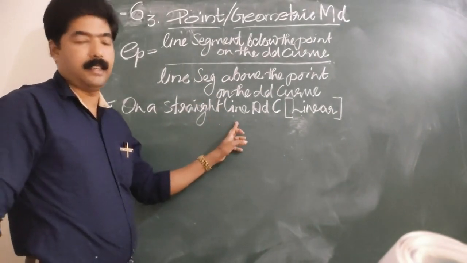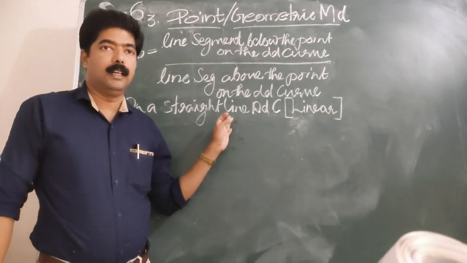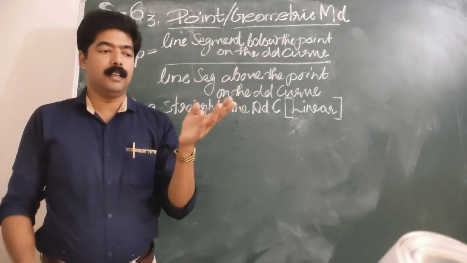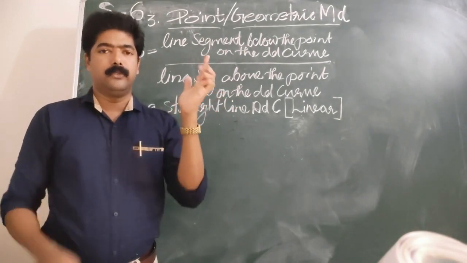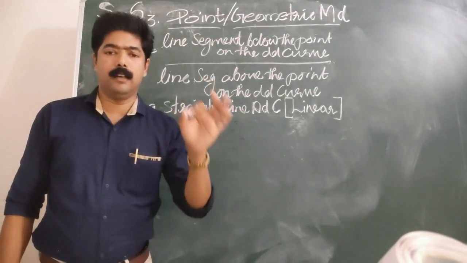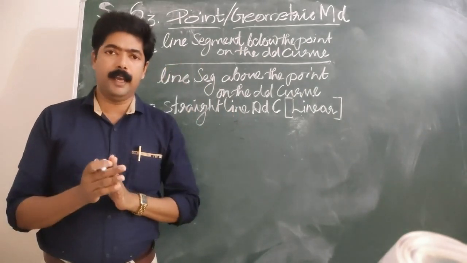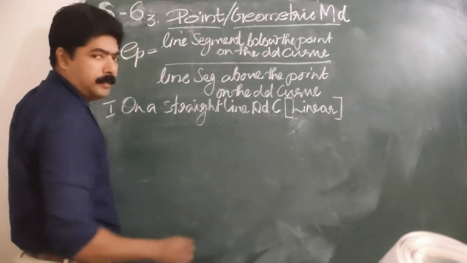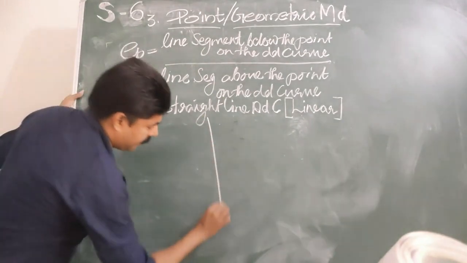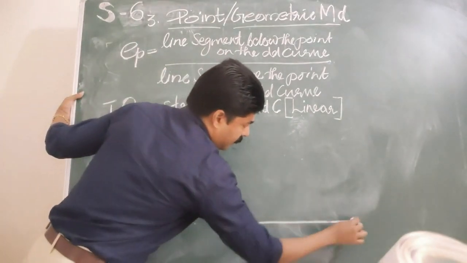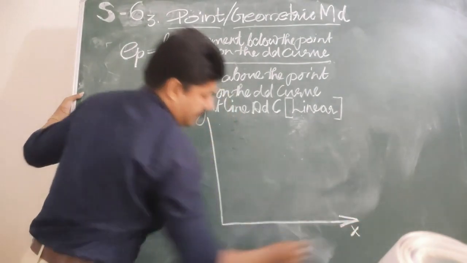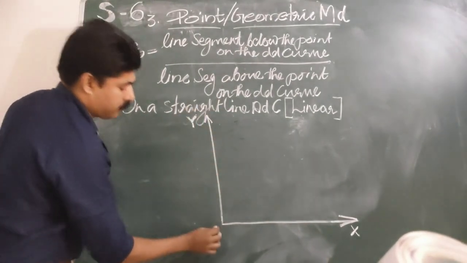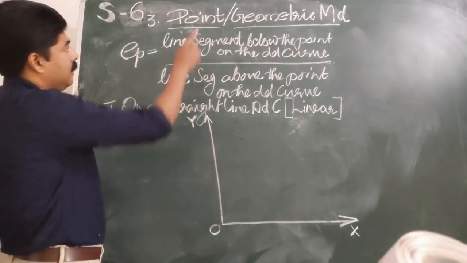On a straight line demand curve, we have studied 5 types of price elasticities. What are those? The values we know: infinite, 0, less than 1, greater than 1, equal to 1. So we are going to find out the price elasticity of demand at different points on a straight line demand curve. I am drawing a straight line demand curve that touches the x and y axis, for showing all these types of price elasticity under the point method.